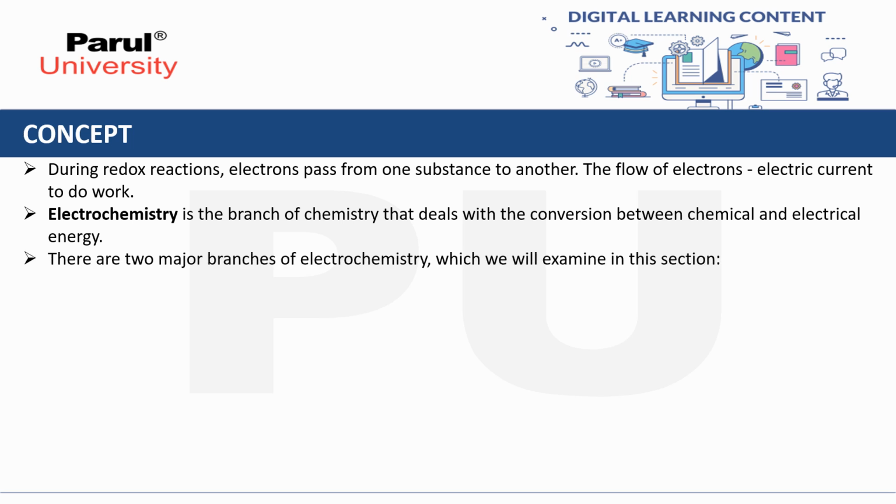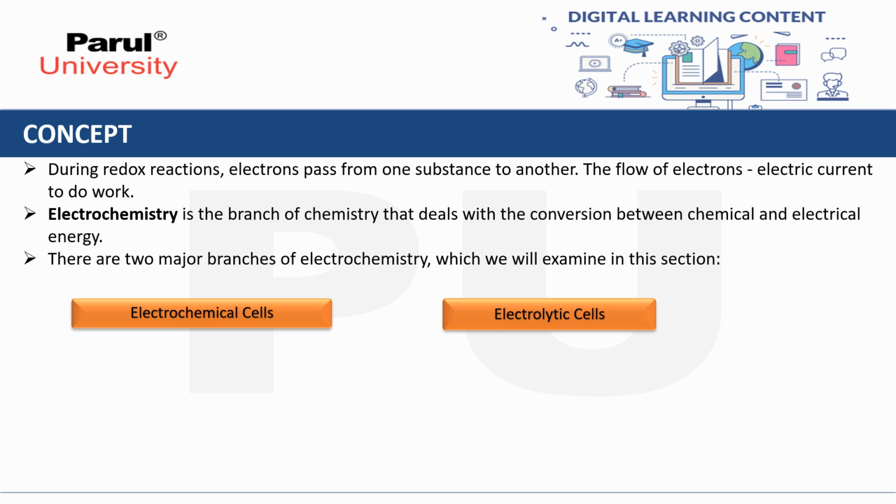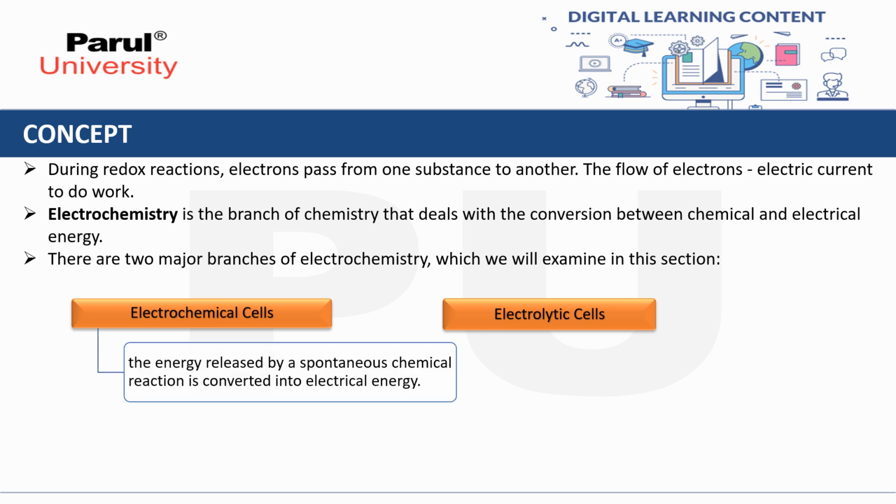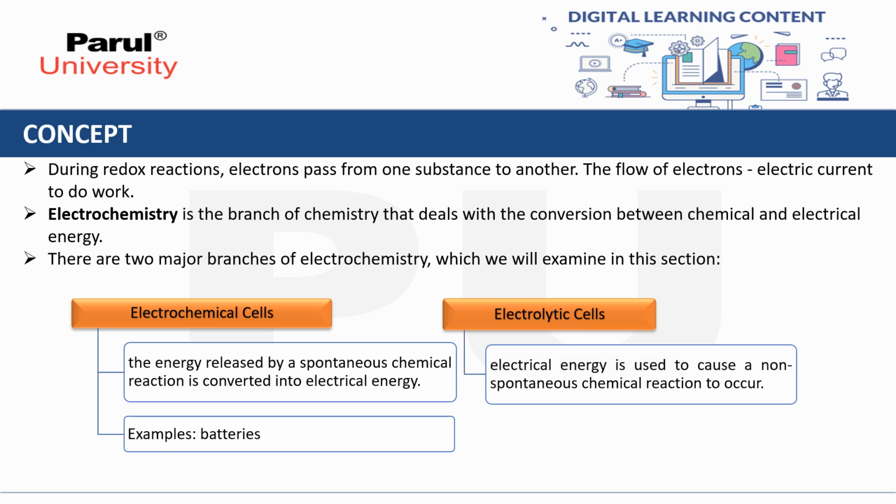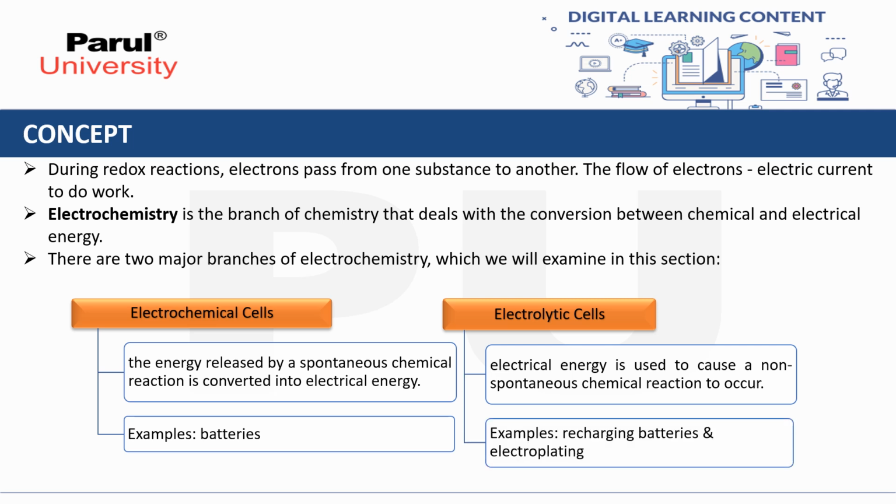There are two major branches in electrochemistry which we will examine in this session. One is the electrochemical cell and the other is the electrolytic cell. Let us see the difference between these two cells. In an electrochemical cell, the energy released by a spontaneous chemical reaction is converted into electrical energy, for example, batteries. In an electrolytic cell, electrical energy is used to cause a non-spontaneous chemical reaction to occur, for example, recharging the batteries and electroplating.